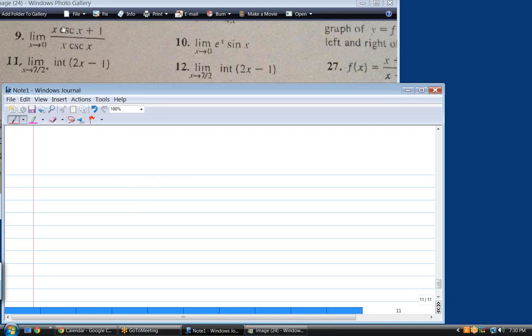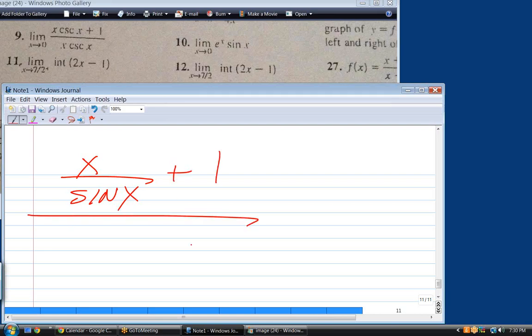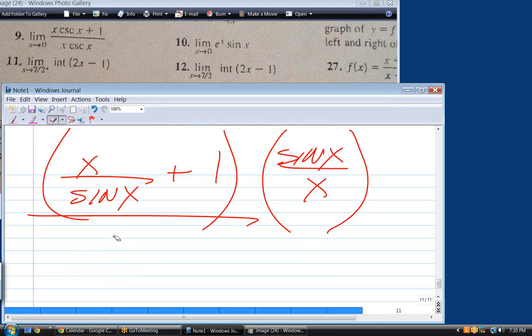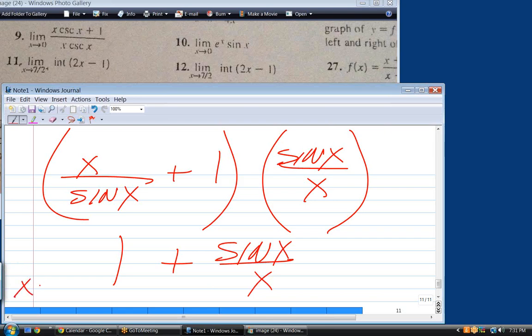Let's replace it with its reciprocal. What's the reciprocal, you said? Sine. Oh, yeah. Okay. Now let's flip the denominator and multiply. So I'm going to multiply both terms in the numerator by sine x over x. You with me? What do I get in the first case? You get 1. Plus sine x over x. And we're doing this as x goes to 0.